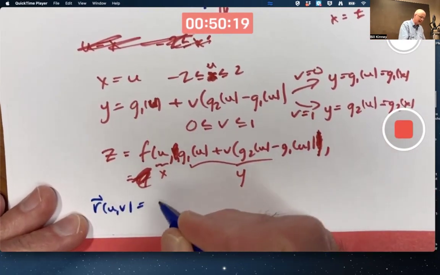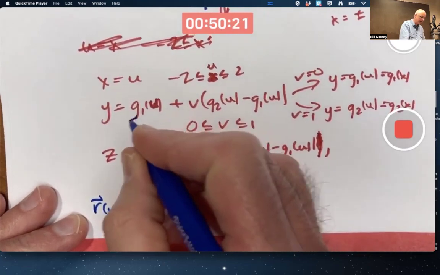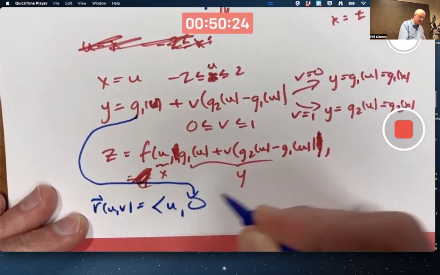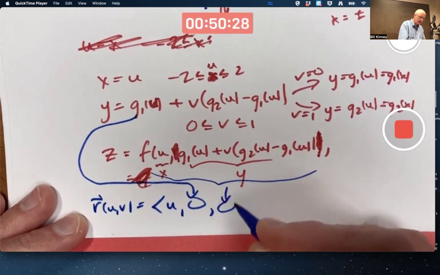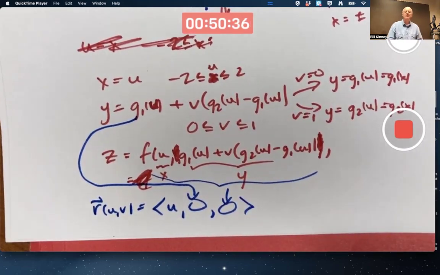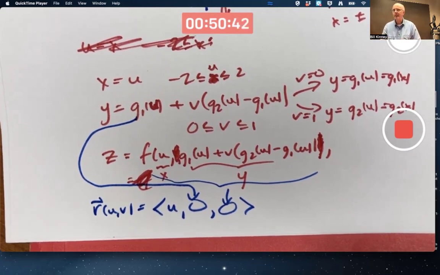R of u, v is u comma this thing comma this thing here. But that's what you would plug into f to ultimately find r, and you could find the surface area in the same kind of way. Yeah, kind of nasty. But for the purposes of understanding surfaces and surface integrals, ultimately necessary.